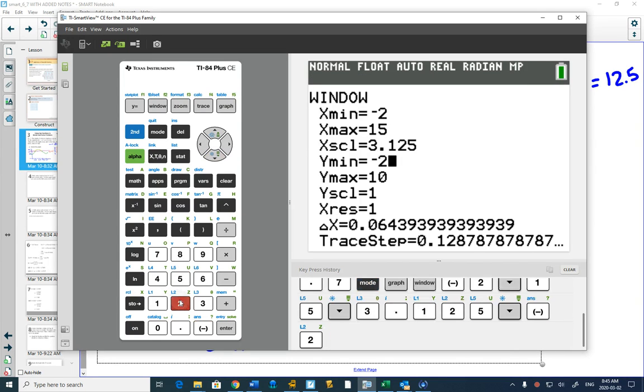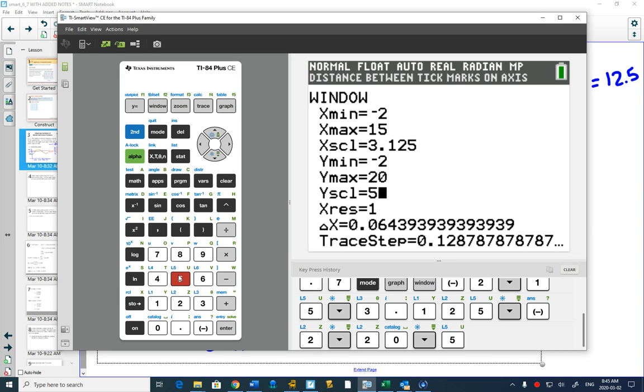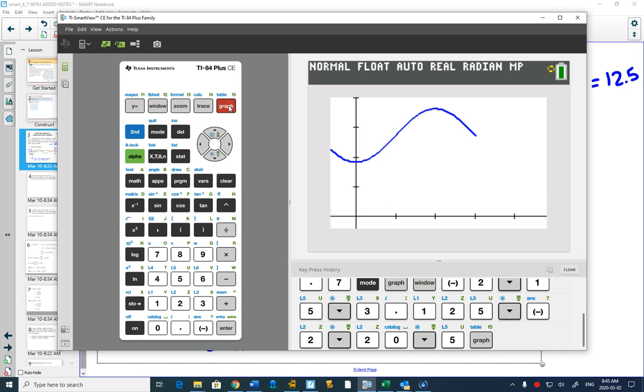Y-min, we don't need to go into the negatives too far, -2. Let's go up to 20. And our scale there, you can't make it hit that center line perfectly. Maybe we just want to go by 5s. Now when I hit graph, it matches up and looks very similar to the graph that we drew.